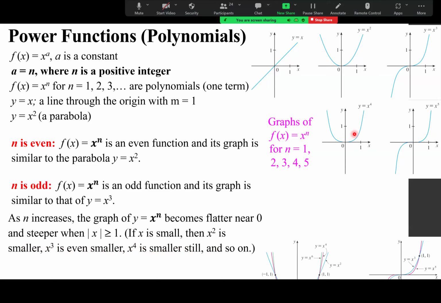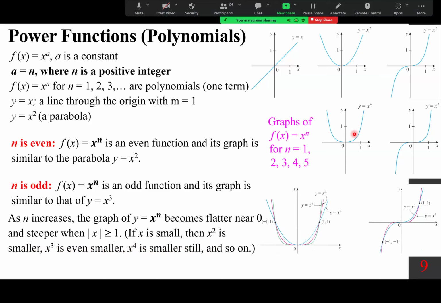That's the concept. And so in a matter of comparison, when we look at x to the power of n with various exponents, notice what happens. Of course, 1, 1, and negative 1, 1 is in common, 0, 0 is in common, and it becomes flatter as the exponent becomes larger. The same thing for y equals x cubed versus x to the power of 5. n being odd, looking like that, even looking like that.